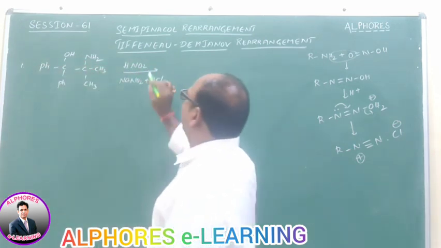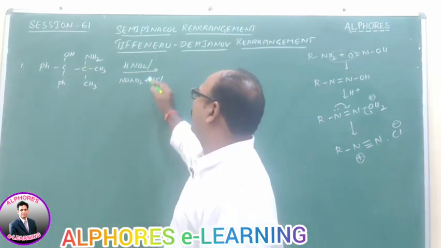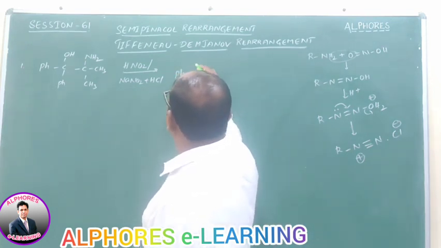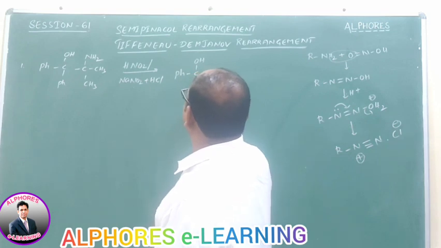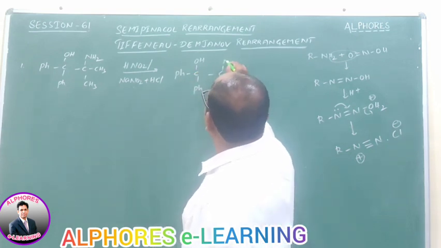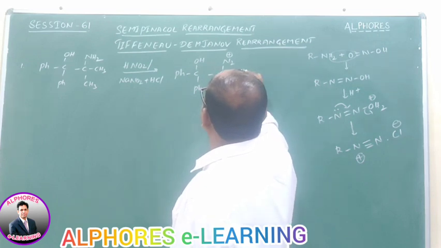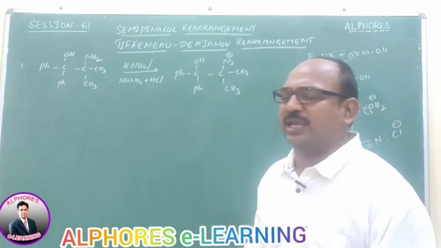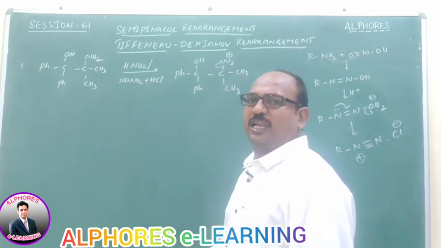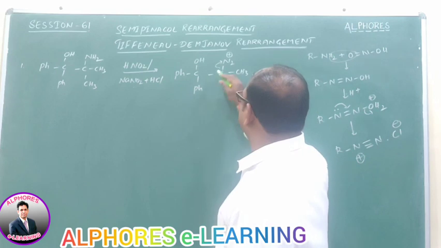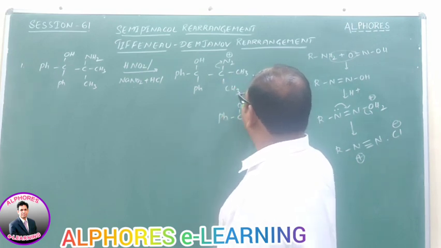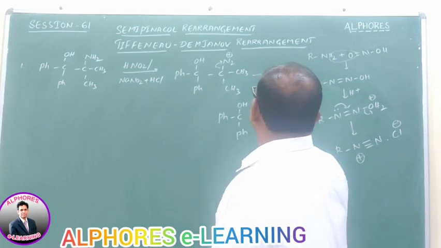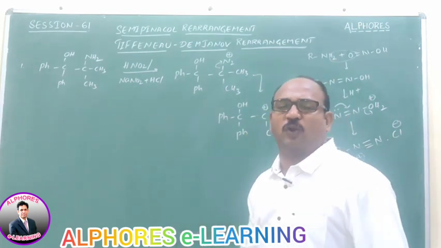Now, upon reaction with NaNO2 and HCl, the reaction proceeds here. The OH group stays as such, with phenyl, and the carbon consists of N2+ and CH3. As we know very well, N2+ is a good leaving group and it leaves away. Now what reaction proceeds here? Formation of a carbocation. Once the carbocation forms, we have almost completed half the journey of the pinacol rearrangement.